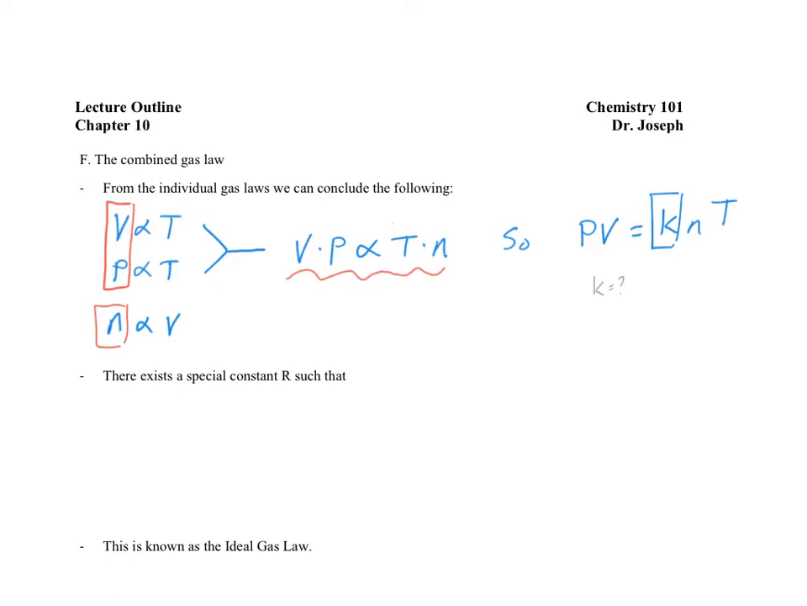To determine K, you have to isolate K on one side of this equation. If we do that, we see PV divided by NT is equal to K. Determining K is just a matter of measuring the pressure and the volume, and knowing the number of moles and the temperature for a given gas. And it turns out, possibly surprisingly, that K is exactly the same for every gas. If you do this with different gases, you'll find K is always the same.